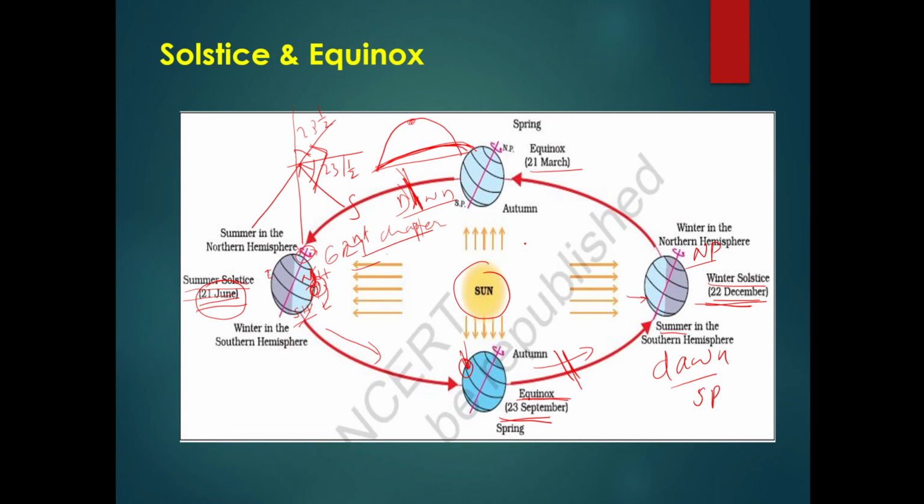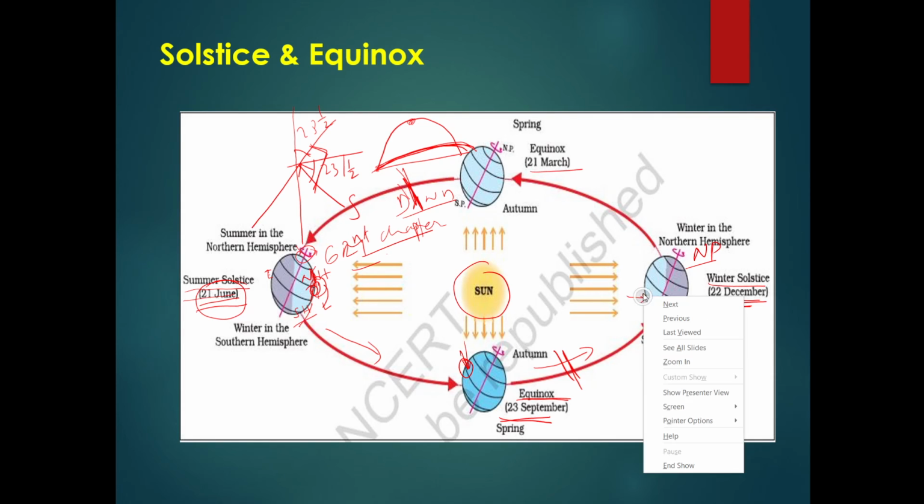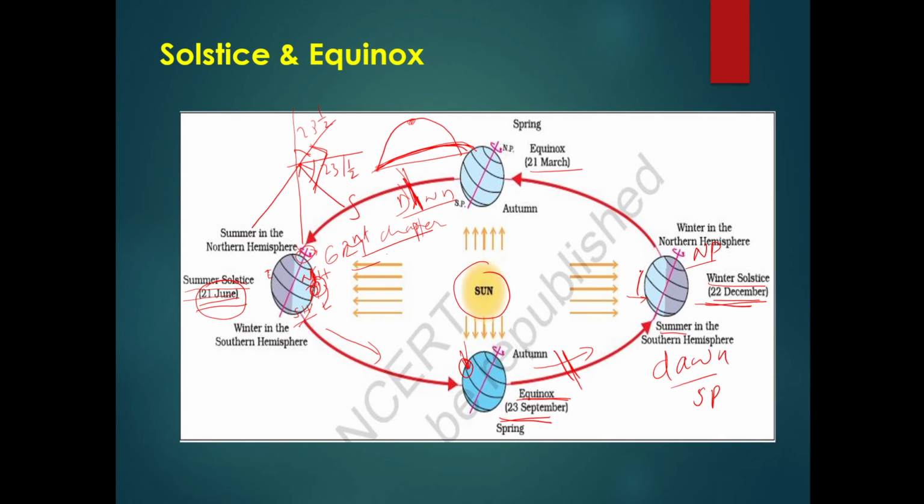Okay, so again from this position the earth will move and revolve around the sun and reach this position. Again the sun rays will start moving from the Tropic of Capricorn towards the equator. So the sun rays come to the equator, and again the equinox has happened, and everywhere there is the same equal length of day and night. And again from the equator the sun rays will move towards the Tropic of Cancer.